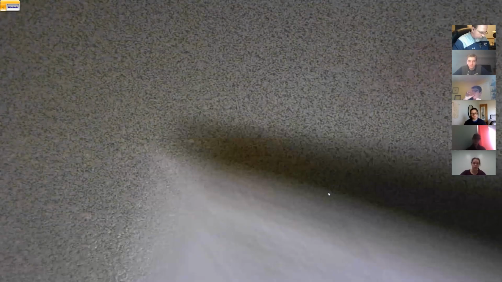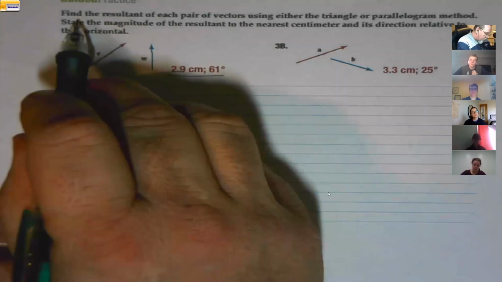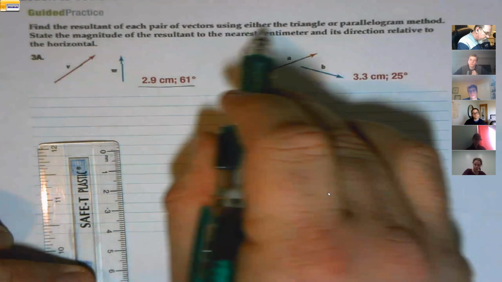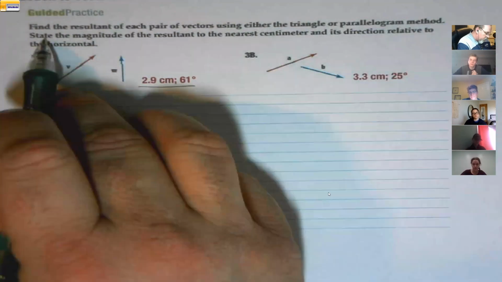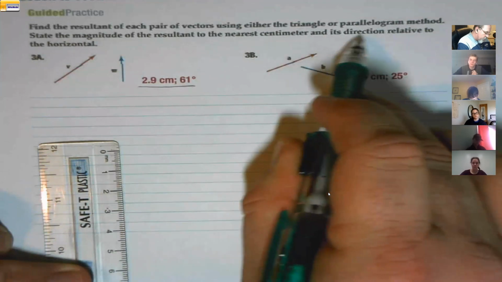And then finally, I'm only going to do one of these. I don't think I really need to do both. Here's the answer right here. It says, find the resultant of each pair of vectors using either the triangular or parallelogram method. State the magnitude of the resultant to the nearest centimeter and its direction relative to the horizontal.